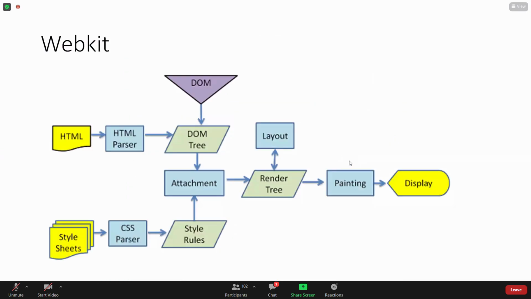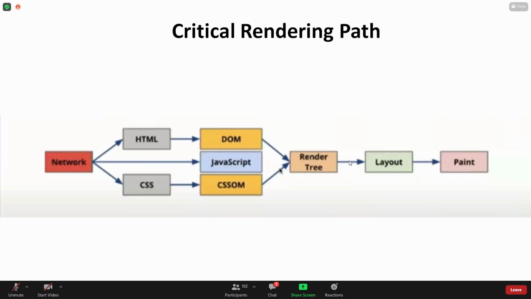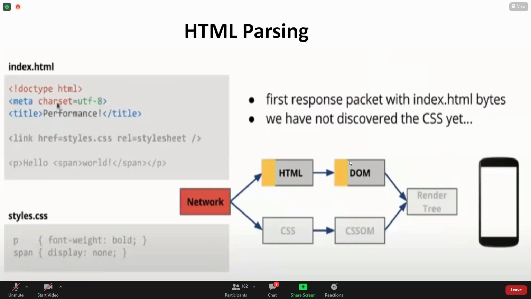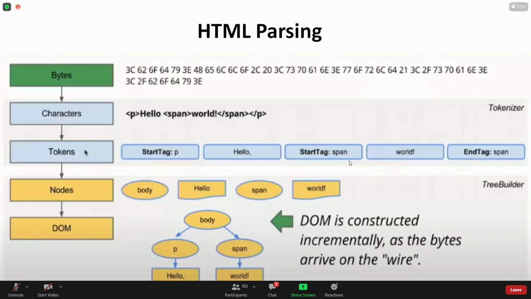And you see, this is the basic architecture. This is WebKit. WebKit is a browser engine. We have the Gecko browser engine. Gecko is a browser engine. And you see, this is the actual rendering technique, HTML parsing.